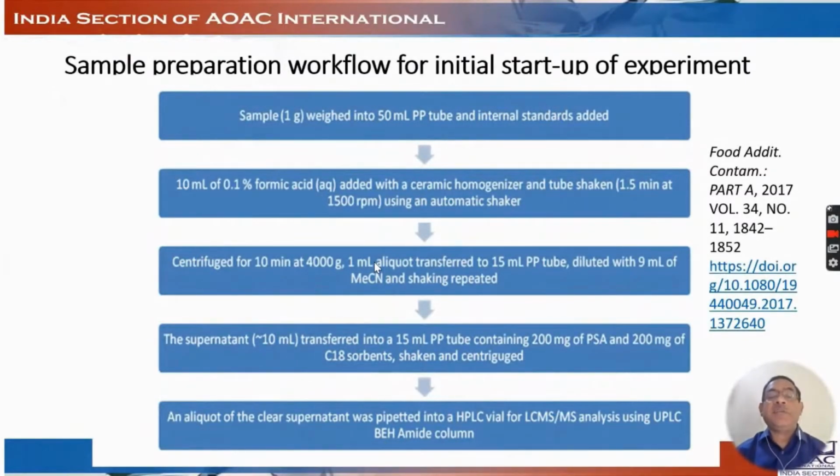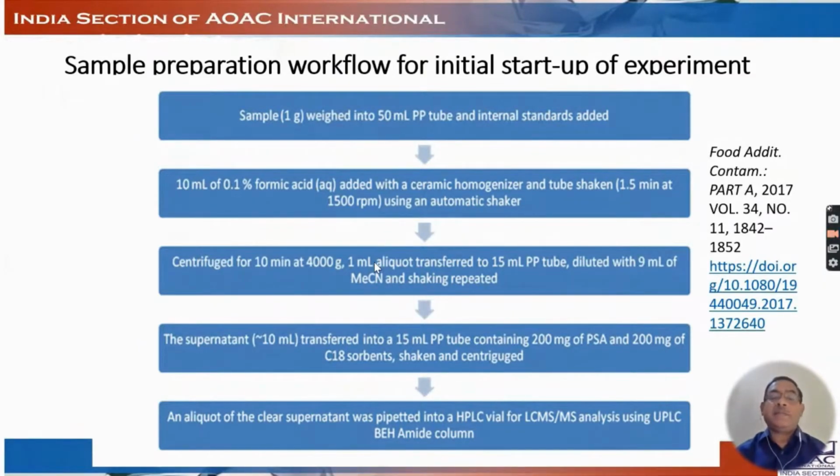So this is the brief sample preparation workflow to begin with. This we have taken from this particular reference. So what is done here, at first the sample is weighed. Approximately 1 gram of sample is taken in a 50 milliliter polypropylene tube. Internal standards are added here. Then water with formic acid. 10 ml water containing 0.1% formic acid is added. Then it is shaken, then homogenized appropriately.